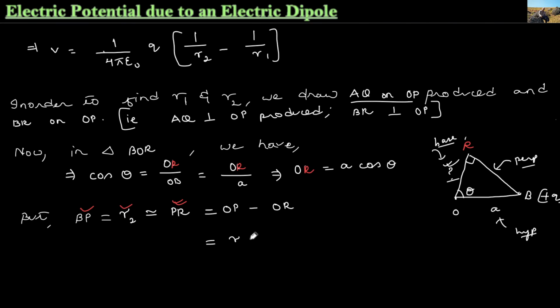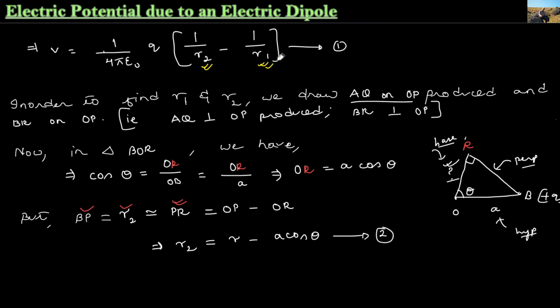So R minus small r, minus what is O capital R? O capital R is A cos of theta. So this is our BP, which is nothing but RP. So we will mark this as equation 1, and then we'll mark this as equation 2. We have determined what is this R2.